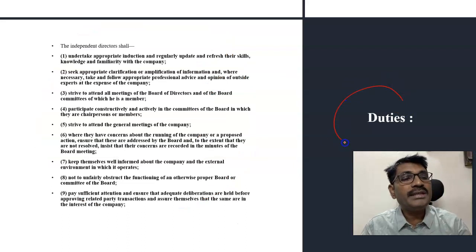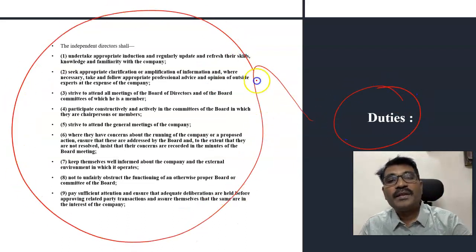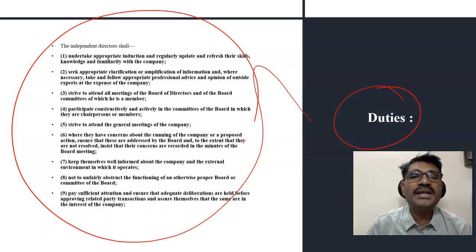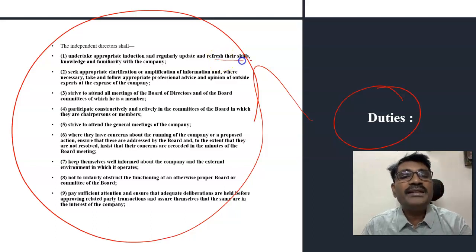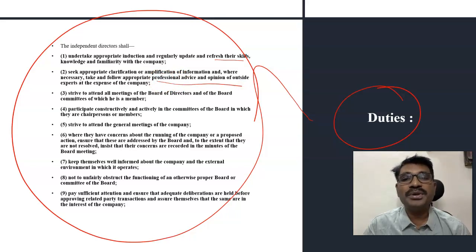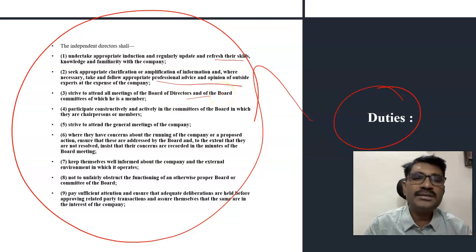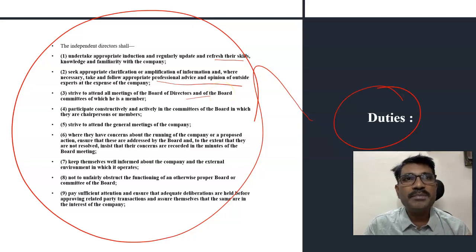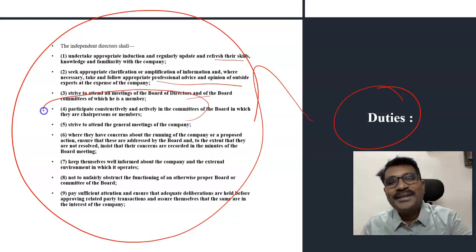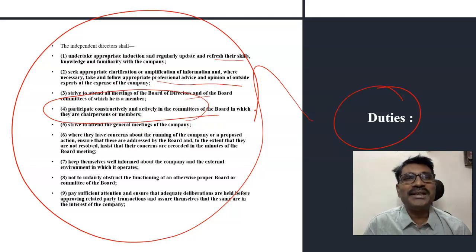Now let us see the duties of independent directors. When you talk about the duties of an independent director, they have to upgrade their skills, and they should also seek professional advice and opinion from outside experts at the expense of the company. Strive to attend all the meetings of the board of directors and board committees of which he is a member. Participate constructively and actively in committees of the board. This is very important. A member has to participate constructively.